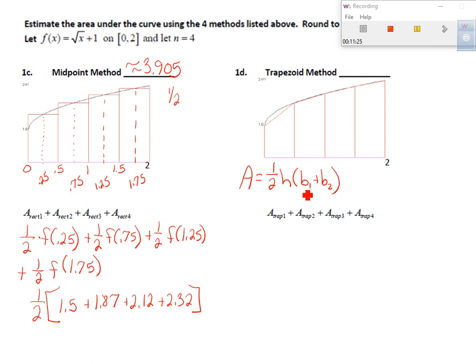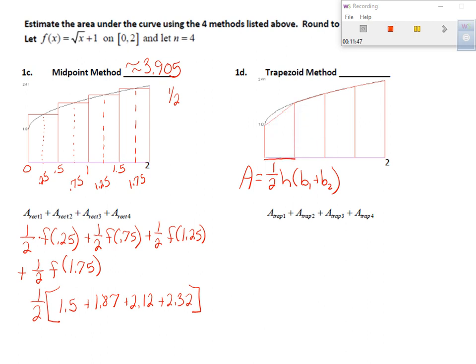Remember, your bases are the 2 parallel sides. So in my trapezoid, there's base 1 and there's base 2. Here is going to be my height. This part is just there. So here goes. I'll break this down as we go.